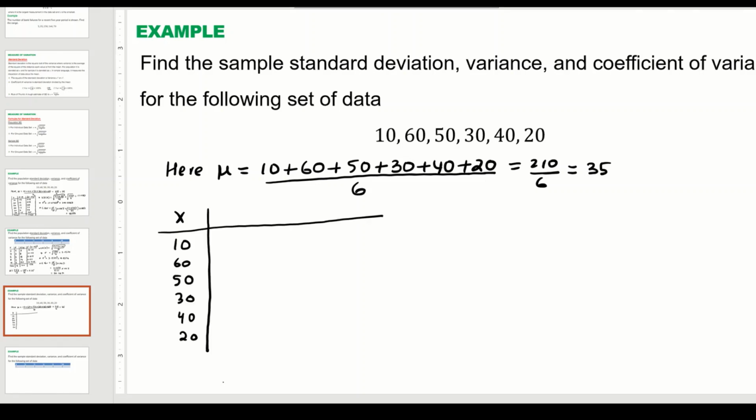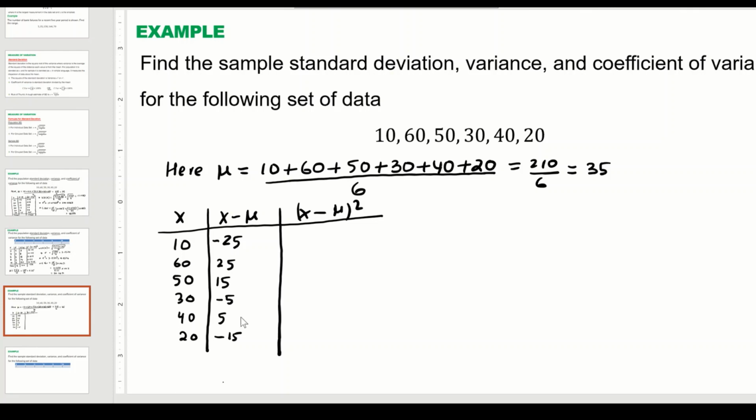Okay, once you have the x value, in the next column, you need x minus mean. That is 10 minus 35, 60 minus 35, 50 minus 35, 30 minus 35, 40 minus 35, and 20 minus 35. So let me write those values.